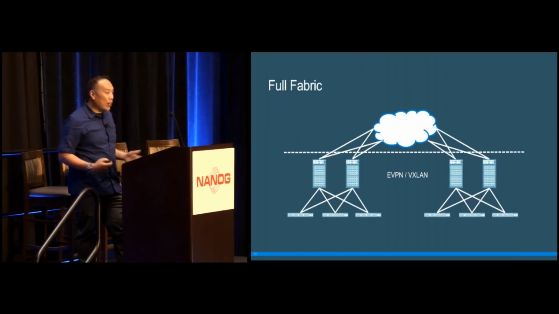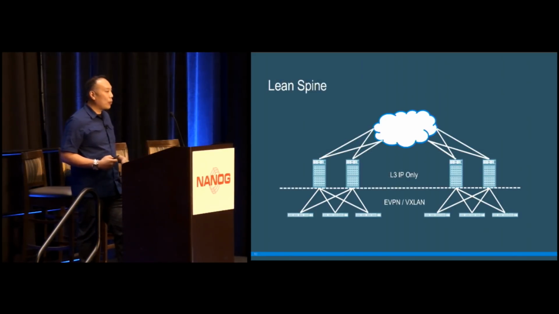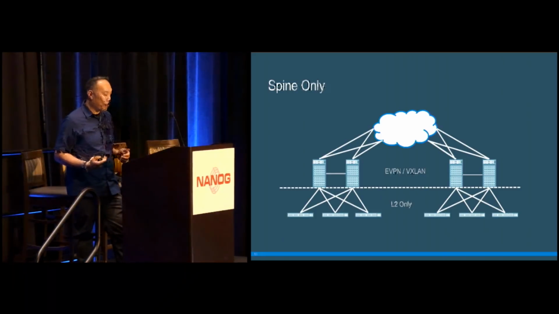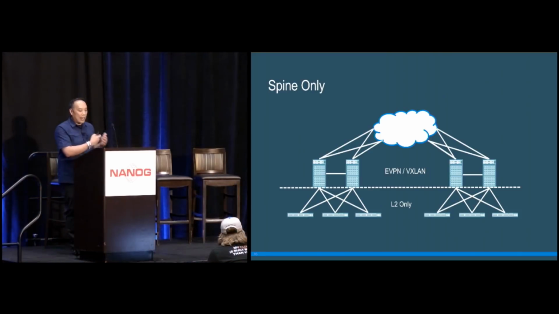Here we see what a full fabric looks like. EVPN VXLAN, it's on the core, as well as the spines, as well as the leaves, maybe even across the WAN. We have lean spine, where the spines are just doing routing and nothing else. The EVPN VXLAN domain only exists at the access. And finally, spine only, where it's the opposite, EVPN VXLAN only in the core, and then only layer 2 at the access.